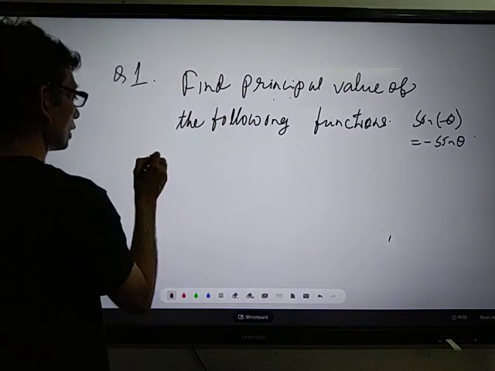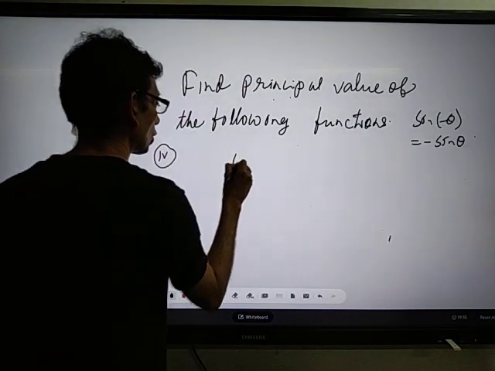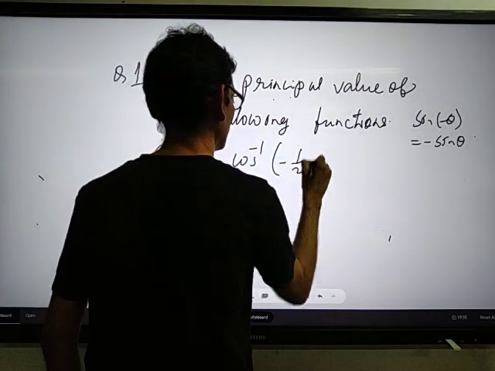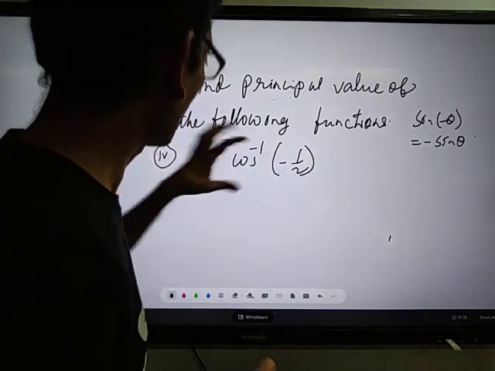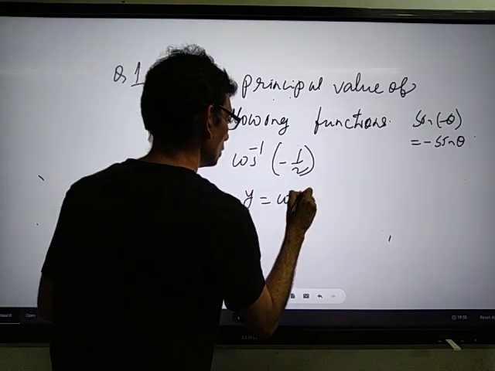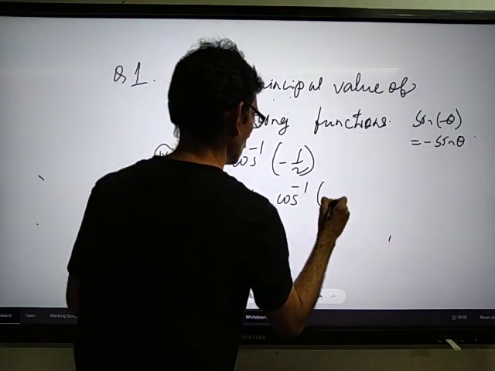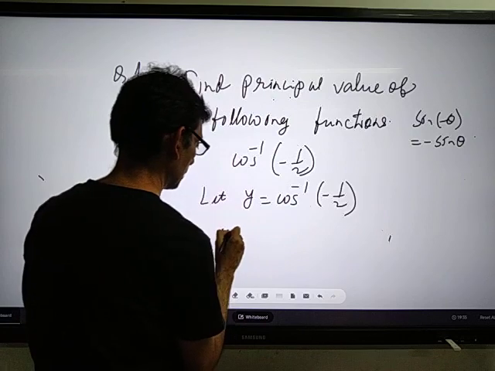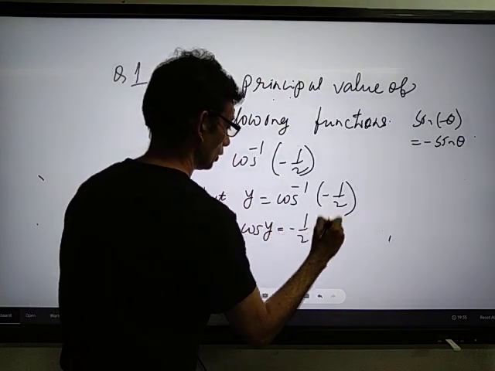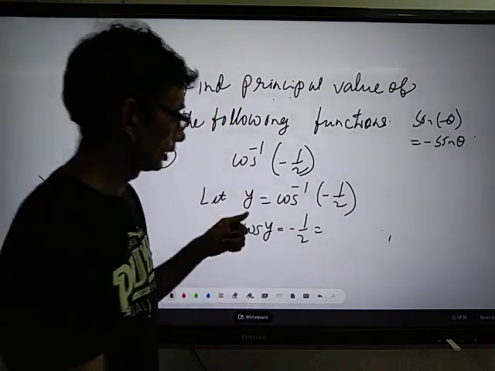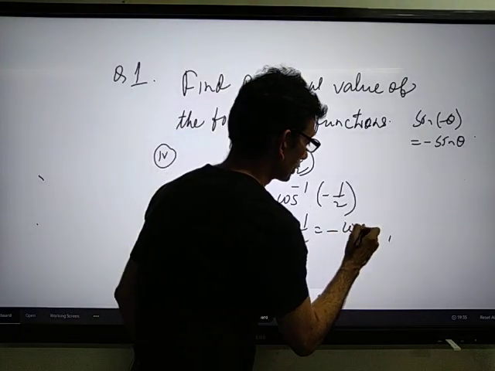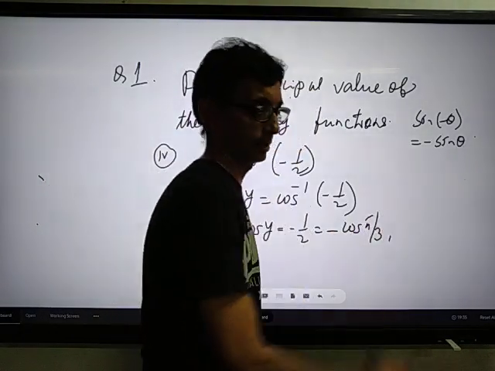Okay, last, question number 4, cos inverse minus half. Let y equal to cos inverse minus half. This implies cos y equals minus half. Done? Let the minus be there. Now half, how can you write in terms of cos? It will be cos pi by 3.